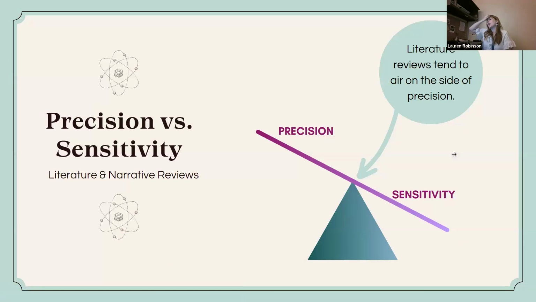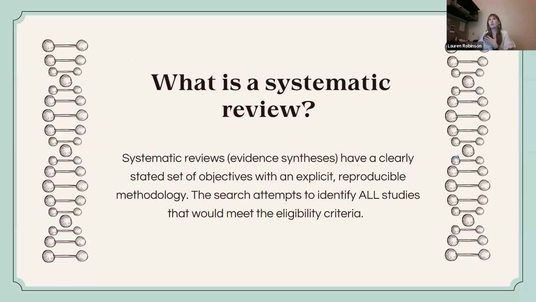So here is where we're at with precision and sensitivity. Literature reviews and literature searching aim for precision. So we're aiming at a really small selection of articles, instead of with systematic reviews. Systematic reviews have a clearly stated set of objectives. They have a reproducible methodology. You are saving those searches, you're documenting your searches, you're documenting everything from start to end.